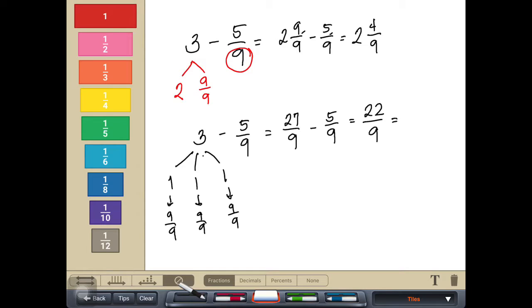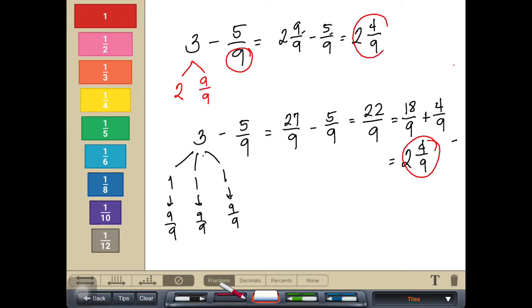Again, this is already okay, but if you want to change it to mixed numbers, you may do so by finding the number of wholes that I can form with 22/9. So that would now be 18/9 plus 4/9. Okay, so that would be 2 wholes and 4/9. So as you can see, we have the same answer for both methods.